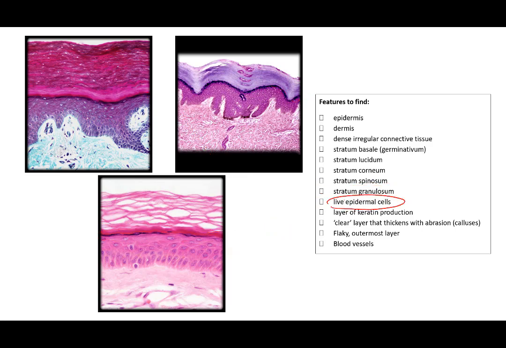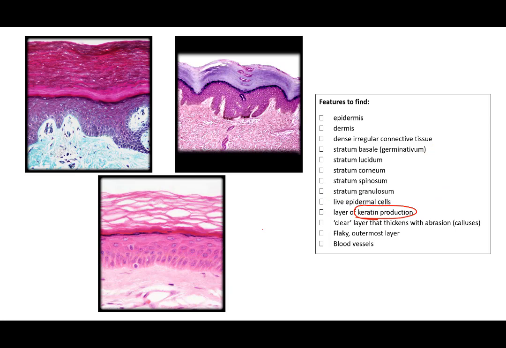Where we have our live cells, well, they're going to be in the stratum basale because they're nice and plump and they're closest to the blood supply. Because the epidermis is avascular, the only hope of getting blood and nutrients is to this bottom layer. So those are our live cells. As they grow up and away from the blood supply, they will die.